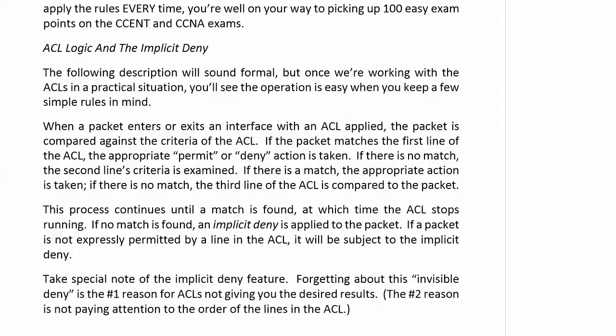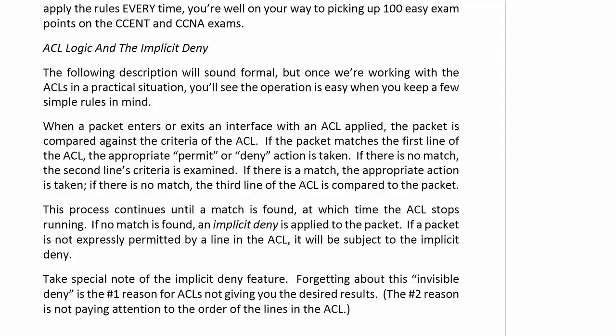When a packet enters or exits an interface with an ACL applied, the packet is compared against the criteria of the ACL. And again, for the most part, that's going to involve IP addresses, but it can involve port numbers, it can involve protocol numbers, just about any value you can think of. Now what happens is, if the packet matches the first line of the ACL, the appropriate permit or deny action is then taken. And then that's it. But if the packet doesn't match the first line, we drop down to the second line. If there is a match, as you'd expect, the appropriate action is taken. If there is no match, the third line of the ACL is compared to the packet.